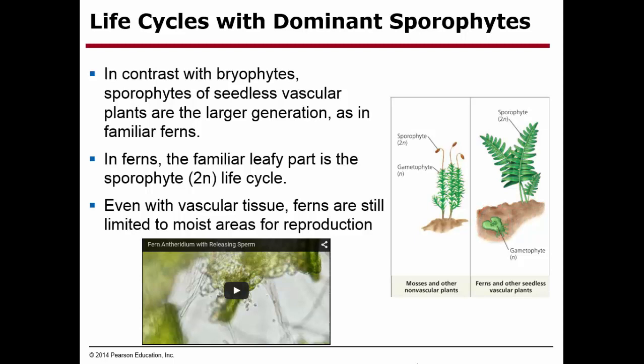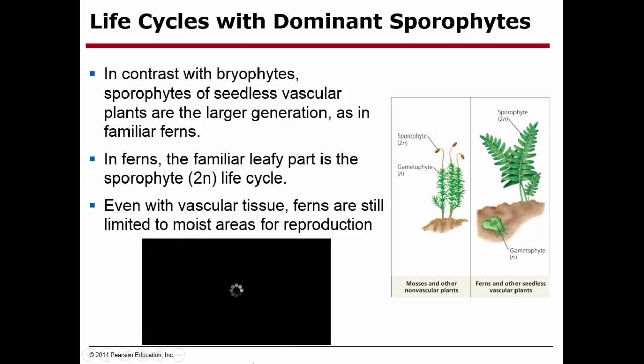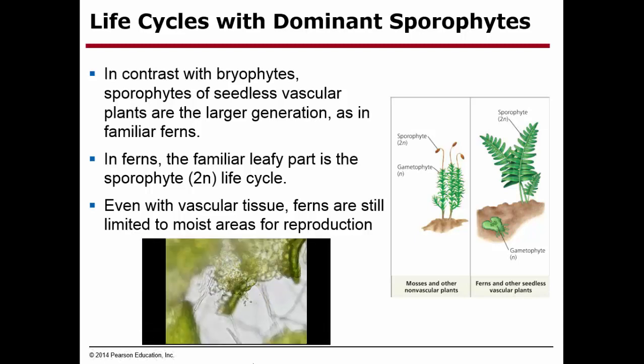Now, even though vascular seedless plants can grow taller because that vascular tissue is such an effective transportation mechanism for water and nutrients, they still rely on wet areas for reproduction. The gametophyte has male and female structures that release male and female gametes, and the male structure releases sperm that have to swim through water to get to the female structure. This video here shows the sperm swimming through the water.